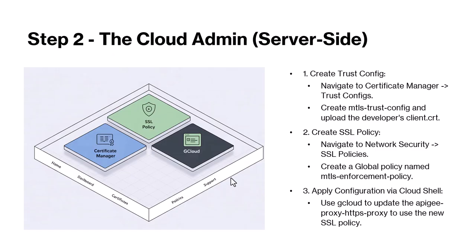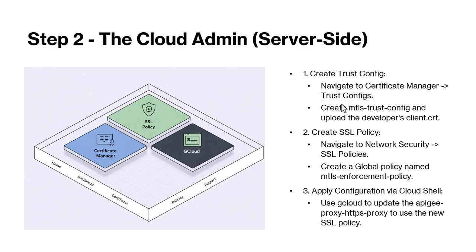Now let's see, apply configuration via Cloud Shell. Use gcloud to update the Apigee proxy, HTTPS proxy to use the new SSL policy. Okay, so what we did, just for a revision, we configured the backend.